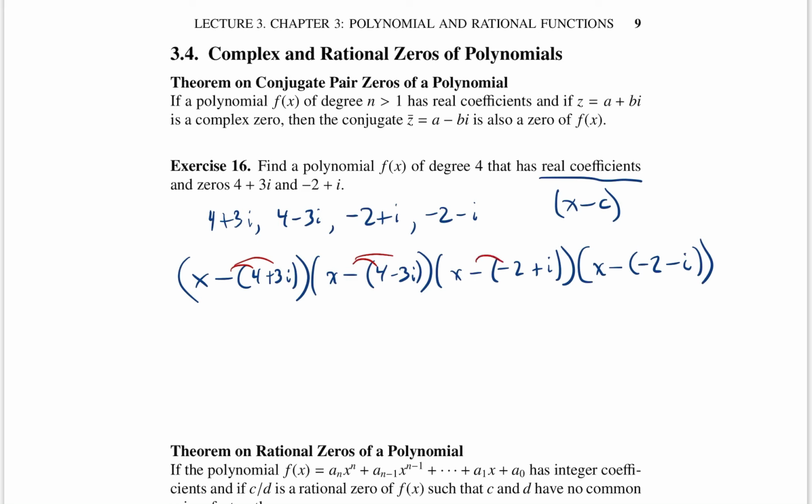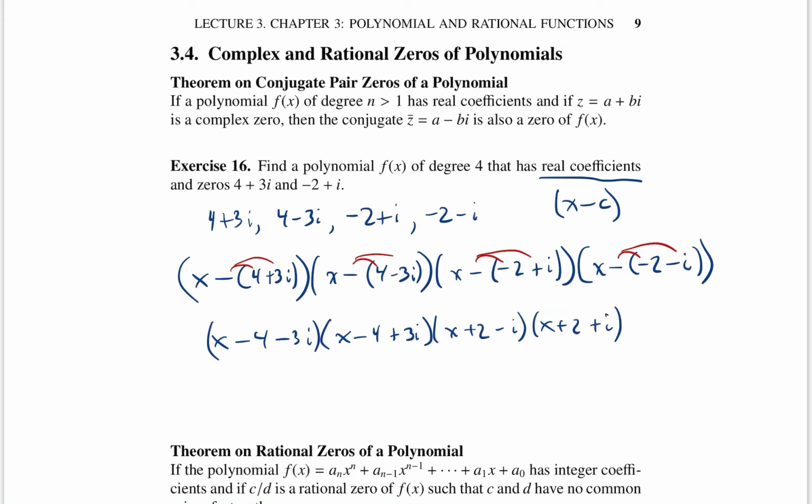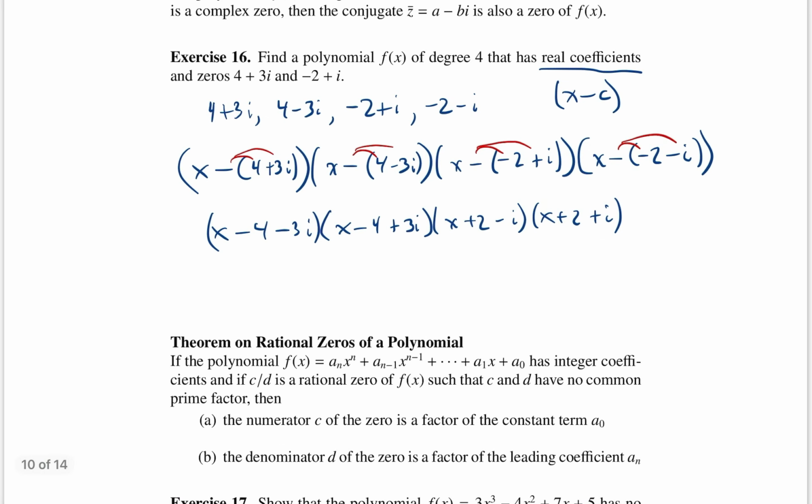Now we would distribute the negative into each of these, and we get x minus 4 minus 3i for the first one, x minus 4 plus 3i, x plus 2 minus i, and x plus 2 plus i. So we're going to multiply these four factors out, but we're going to multiply two at a time, and we're going to multiply the conjugates. So this one times this one. Let's do that on the next page because we're going to run out of space.